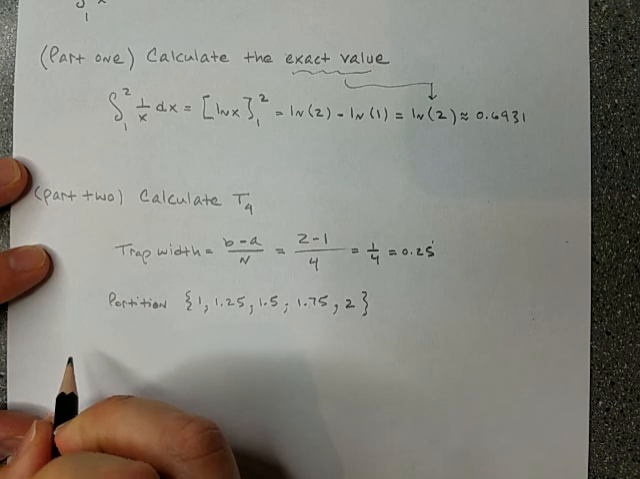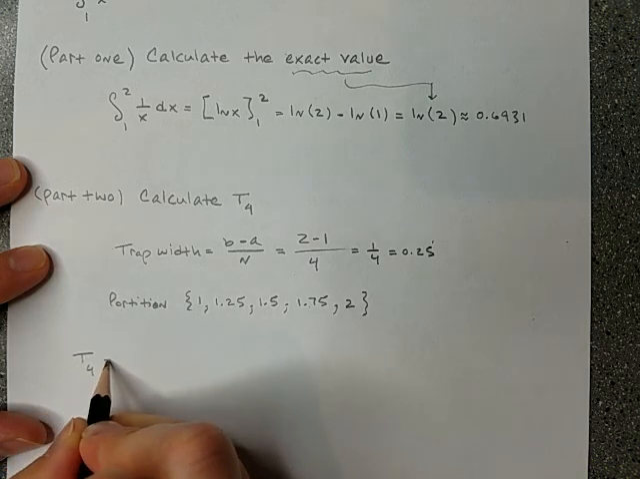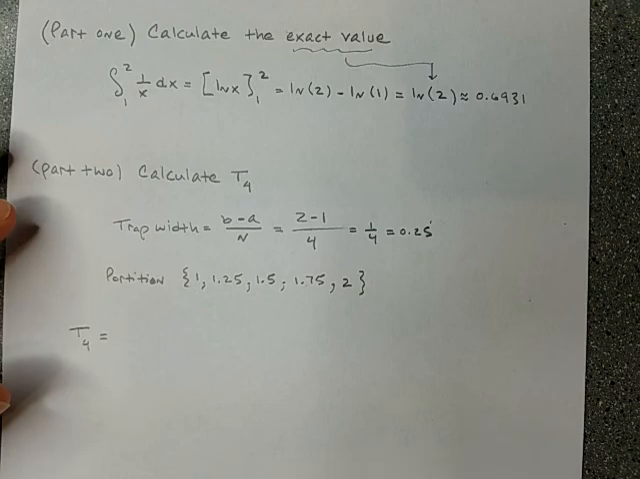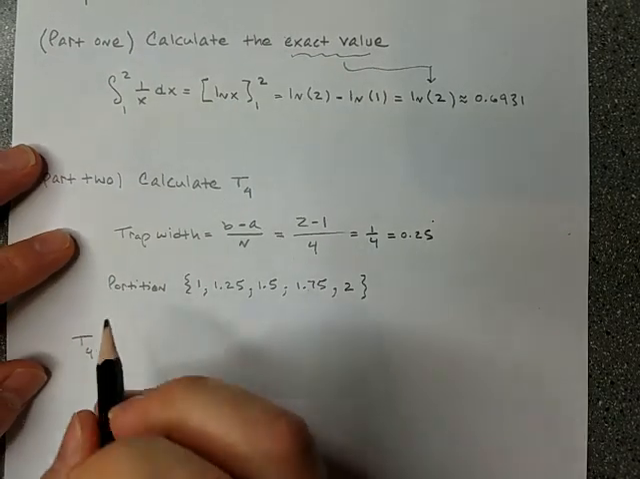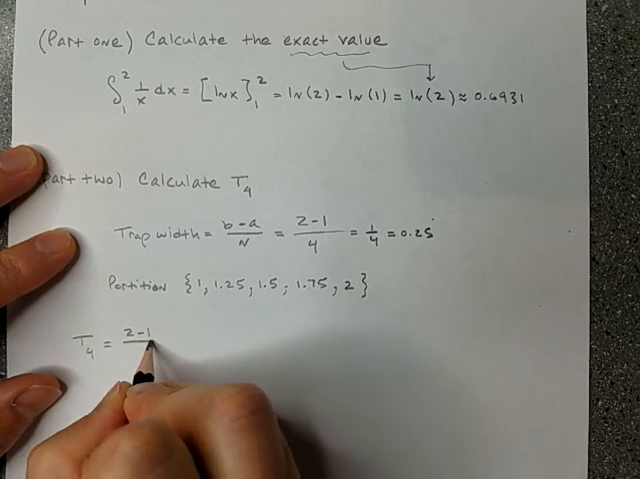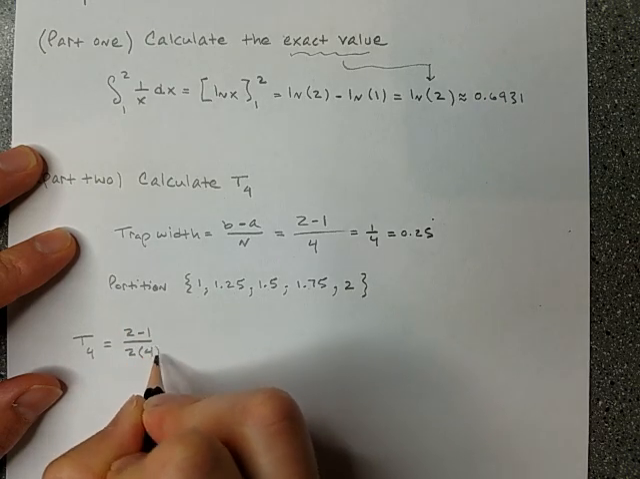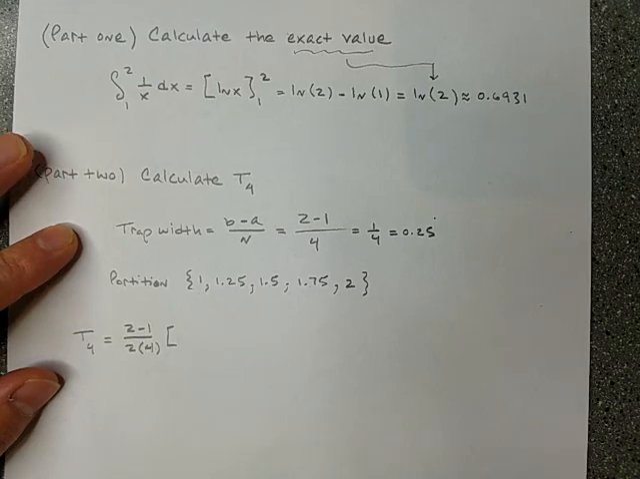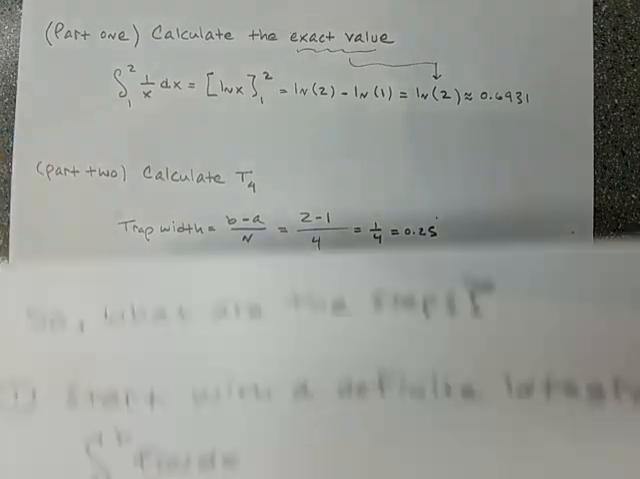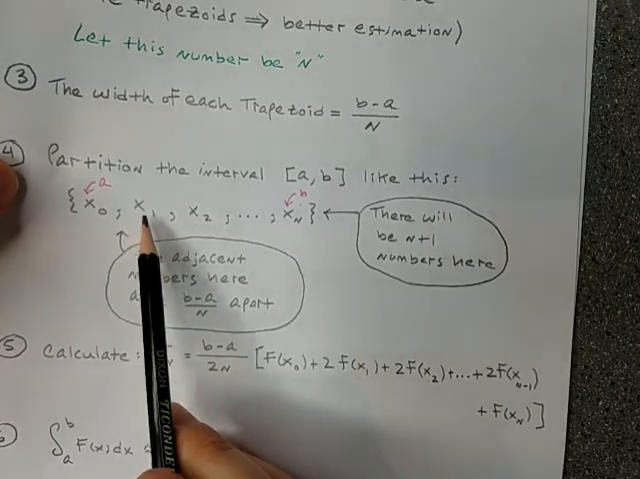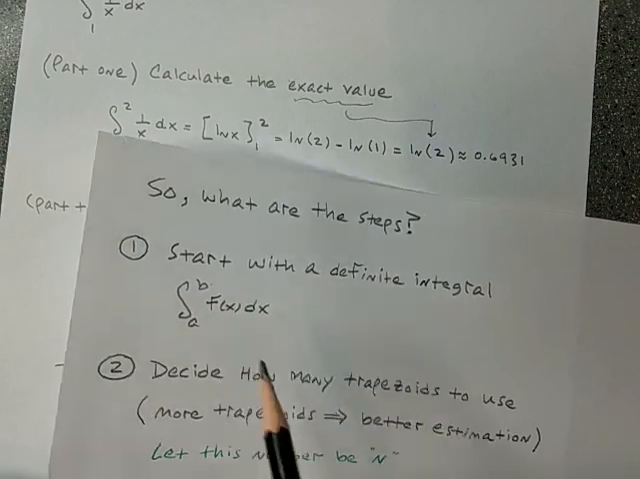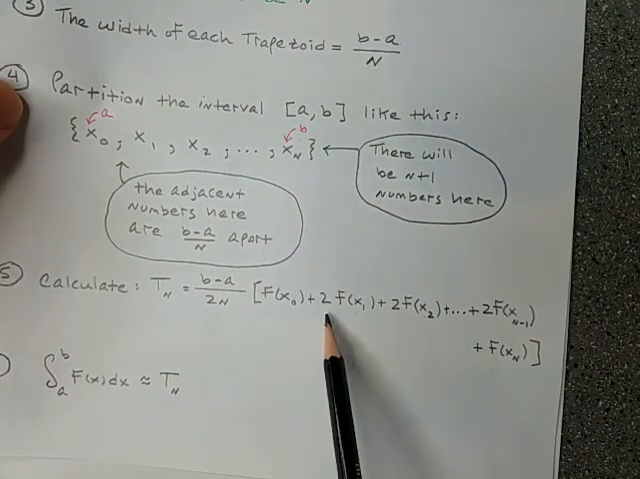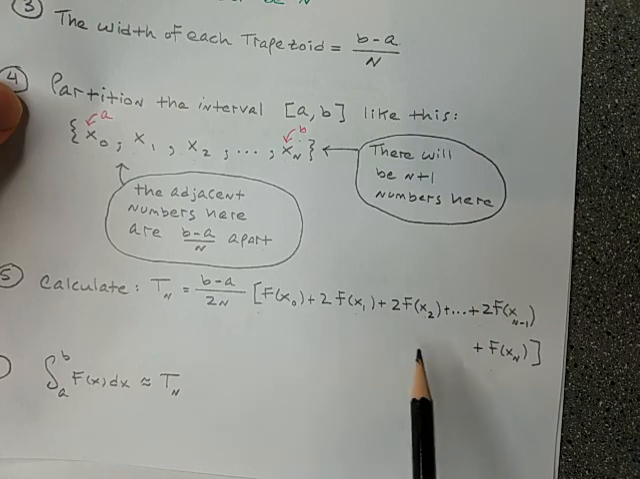All right, so here goes. T4 is going to be, what was that formula? B minus A over 2n, like so, and then this. So I'm going to get 2 minus 1 over 2 times 4. Now, if I can summarize the way I would read this, put all my partition elements into my function that was in the definite integral and double all of them except for the first one and the last one.